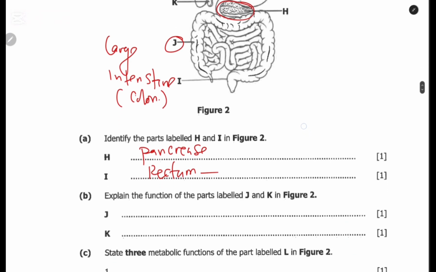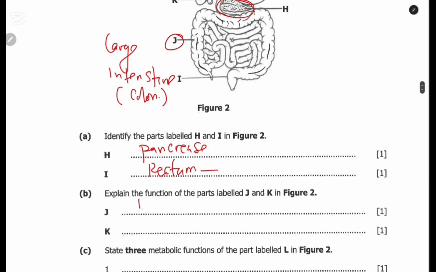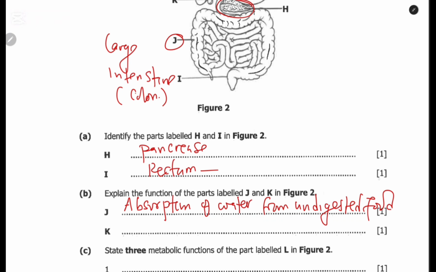All right. So, J, we can say large intestine. Explain the function anyway. We are giving the function, not identifying the parts. So, give the function of the large intestine. That is the question. So, the large intestine plays an important role in absorption of water. Okay, absorption of water. From where? From undigested foods or from feces.